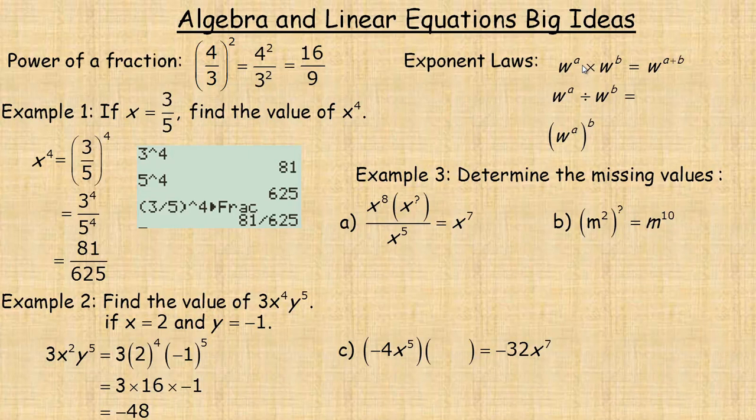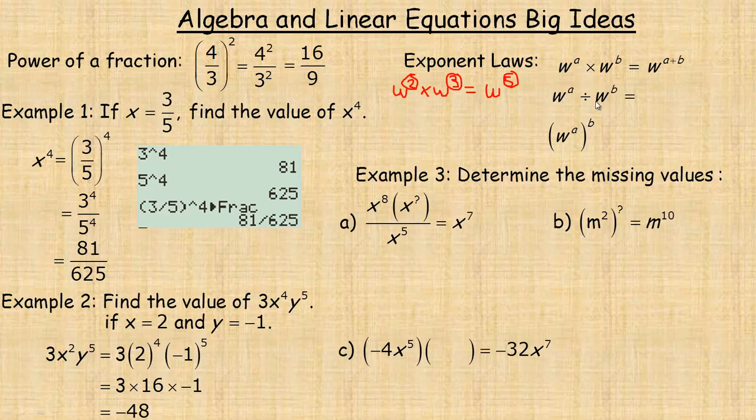So just as a little aside here, for example, if you had w squared and you're multiplying it by w cubed, then that would be w to the 5th, because remember, this really means that there are 2 w's here and 3 w's here, so there should be 5 of them altogether.